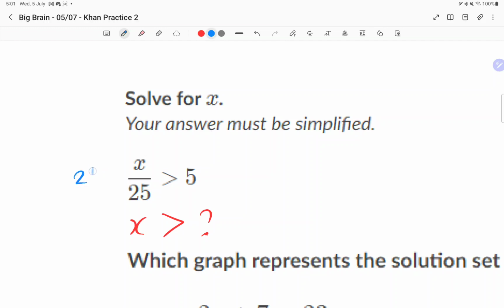Multiply. Yes, you would multiply both sides by 25. Okay, and then the 25 on the left will cancel out, so that would just be x. And then when you do 5 times 25, the answer would be 125. So x must be more than 125 to satisfy this inequality here.